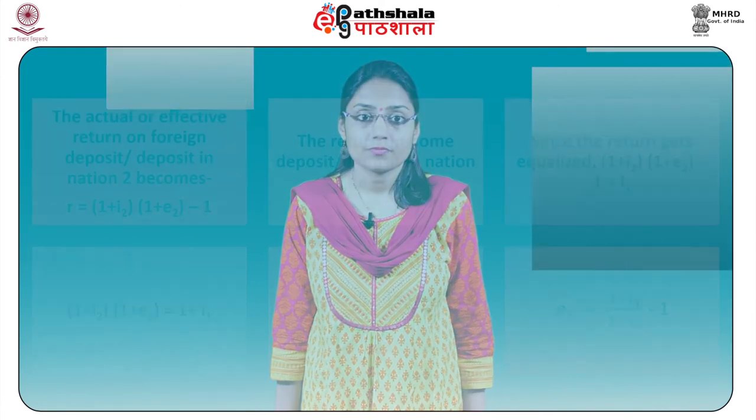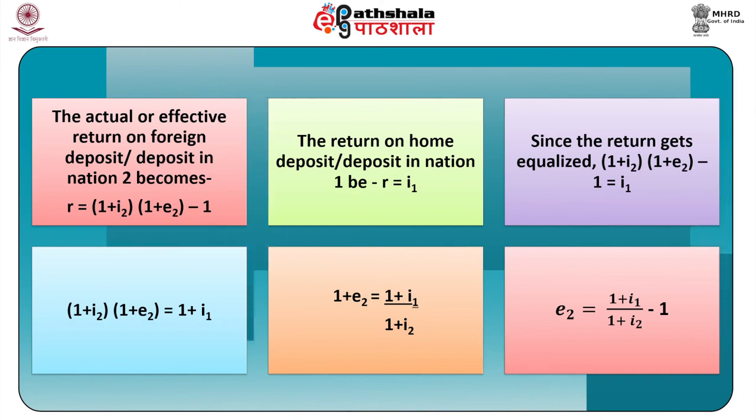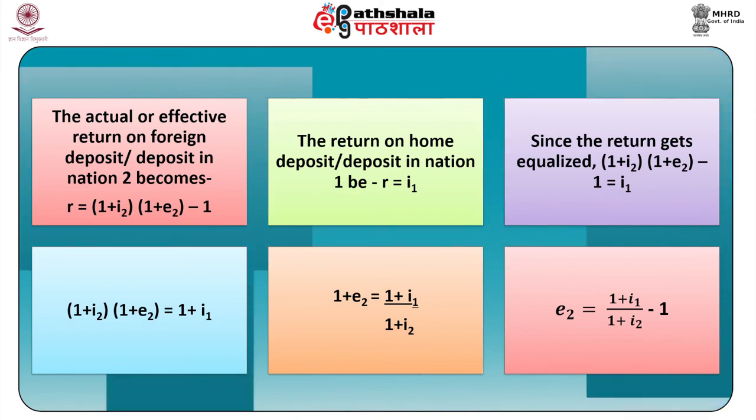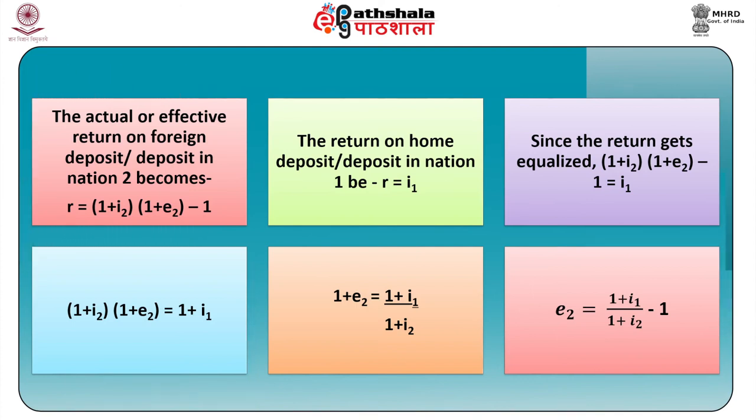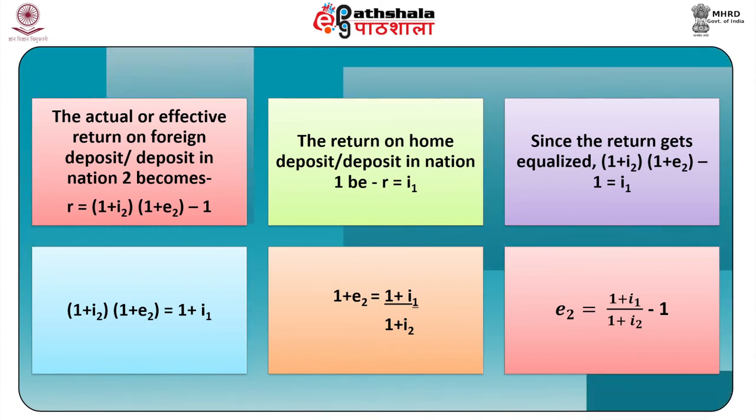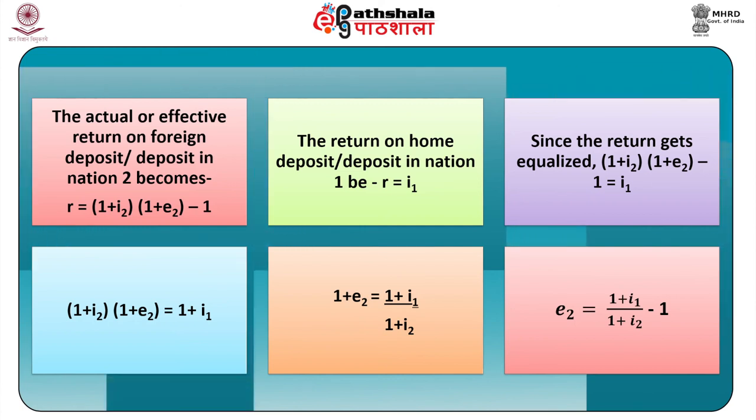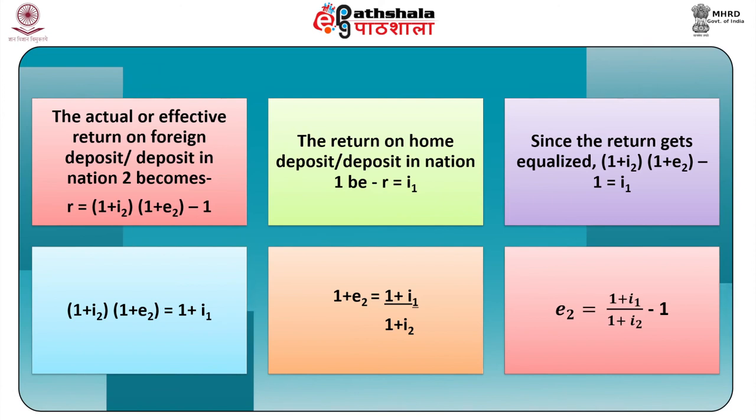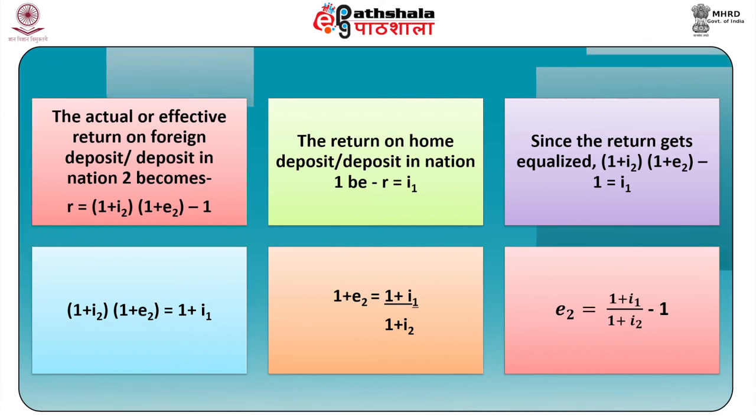The return on domestic security is simply the interest offered on the securities, but the return earned on foreign securities is the interest offered on foreign security, and change in the value of currency during the investment period, which affects the total return on security. The actual or effective return on foreign deposit or deposit in nation 2 becomes R is equal to (1 plus I2) into (1 plus E2) minus 1. The return on home deposit in nation 1 is R is equal to I1.